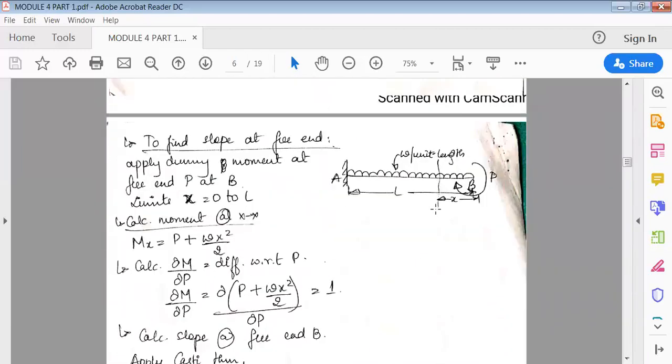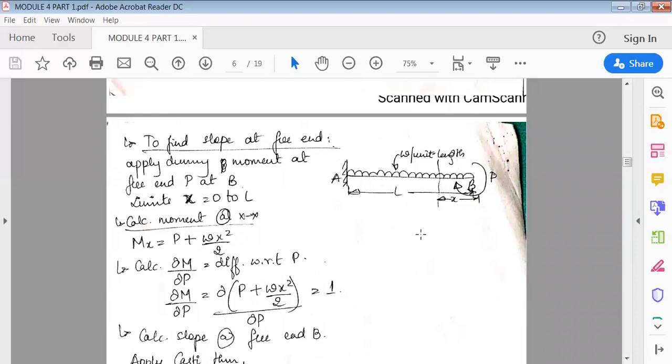Similarly, to find the slope at the free end B, we'll induce a dummy moment here, a dummy moment at the free end. See here, again this force is acting downward. The UDL is trying to push the beam downward. To stop that, the dummy moment is acting upward like this. That's how we need to put this.